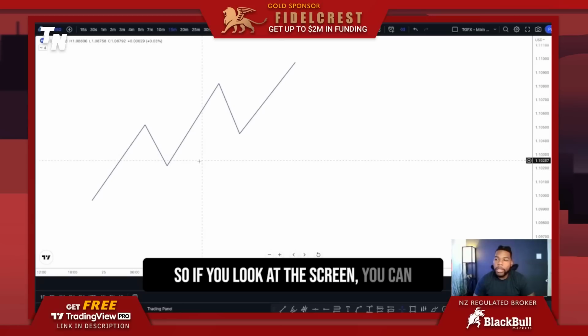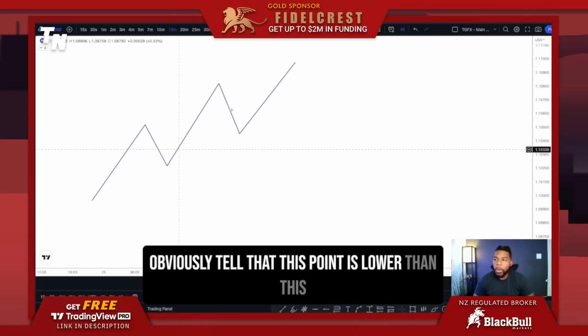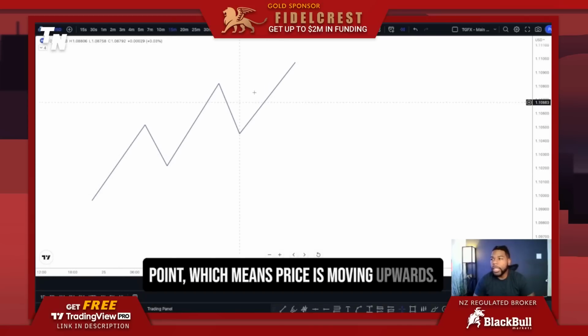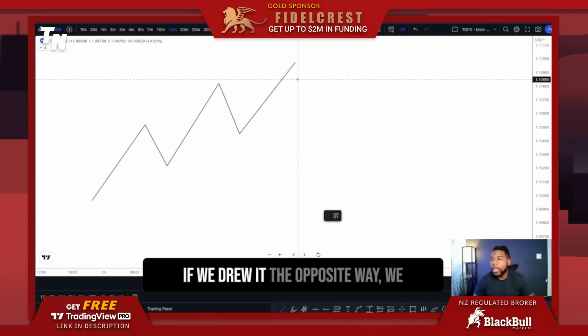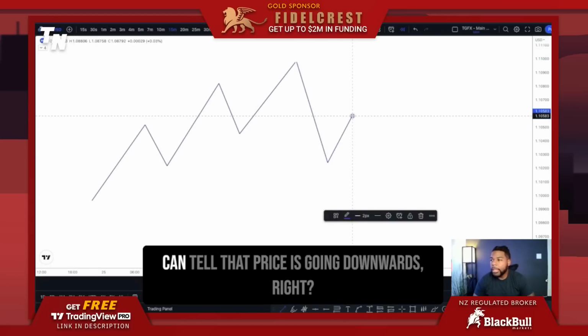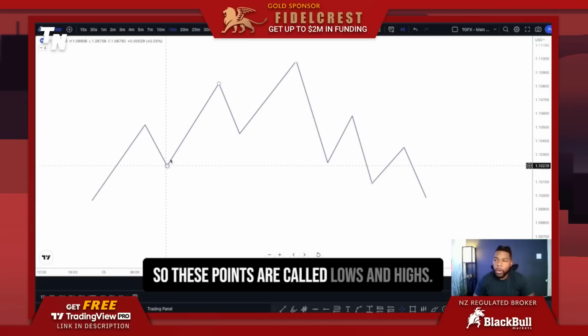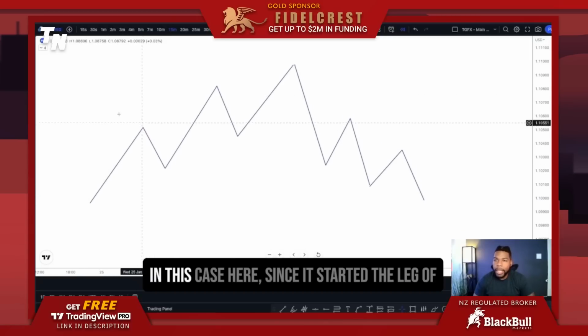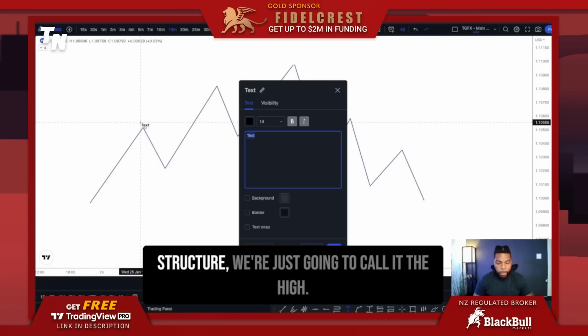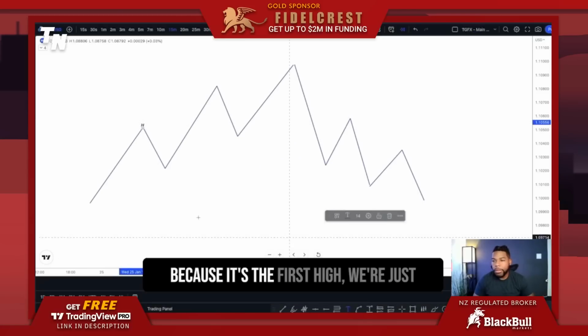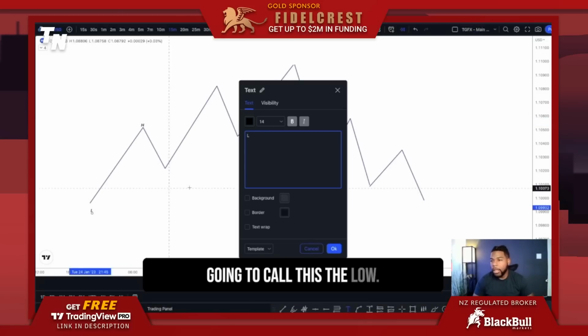So if you look at this screen, you can obviously tell that this point is lower than this point, which means price is moving upwards. If we drew it the opposite way, we can tell that price is going downwards, right? So these points are called lows and highs. In this case here, since it started the leg of structure, we're just gonna call it the high because it's the first high. We're just gonna call this the low.